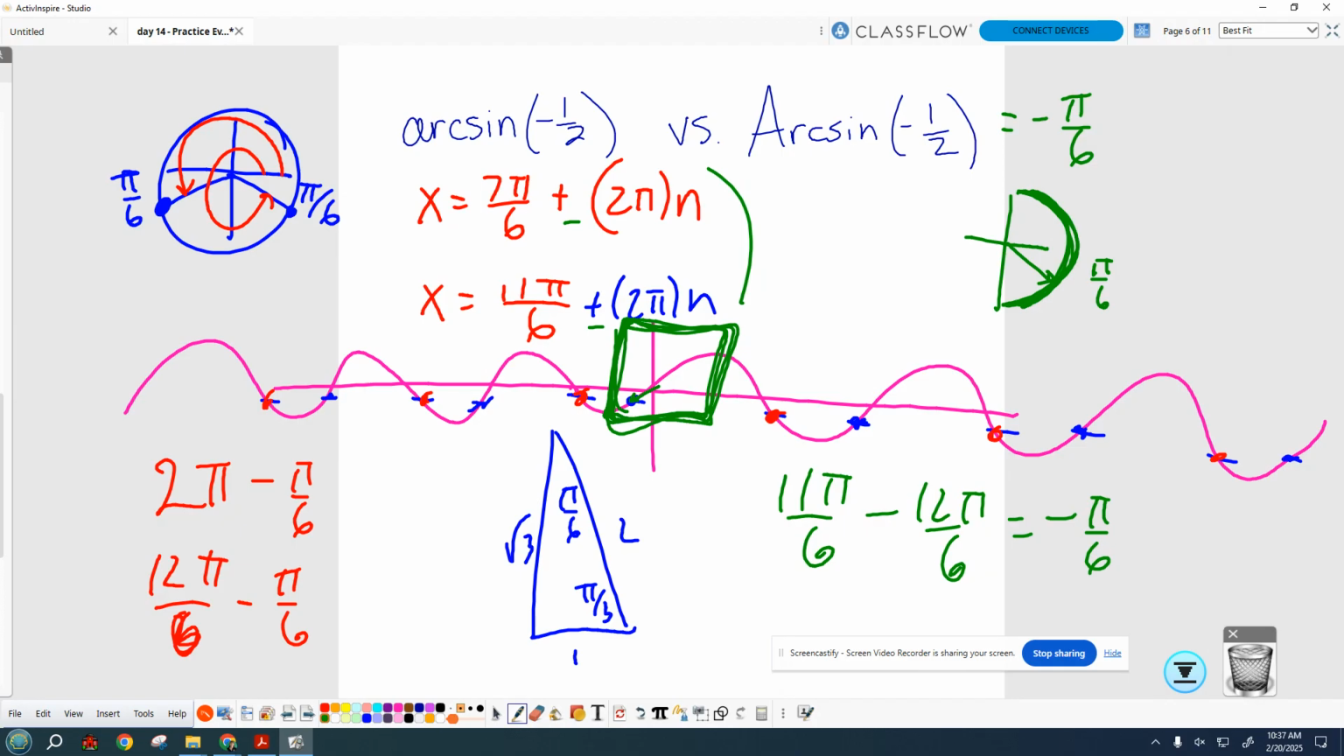So those n's can be negative as well. It could be subtracted. So is it just the closest value? Kind of. Okay.